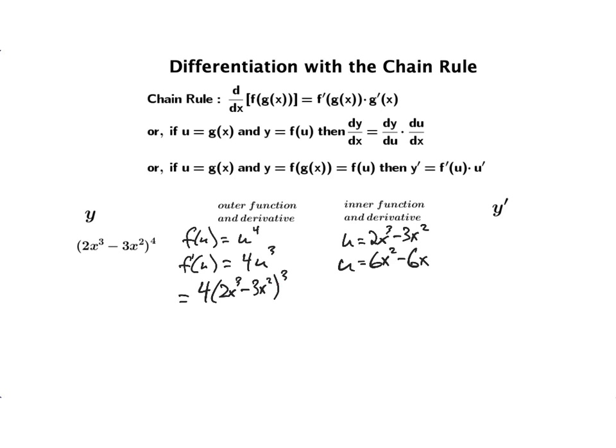And finally, we're going to find y prime, which is f prime of u times u prime, which is going to be 4 times g of x to the 3rd power times 6x squared minus 6x, and we're going to leave it just like that and not waste any time simplifying. You do not need to simplify on the AP exam. They know you know your algebra or you wouldn't be here.